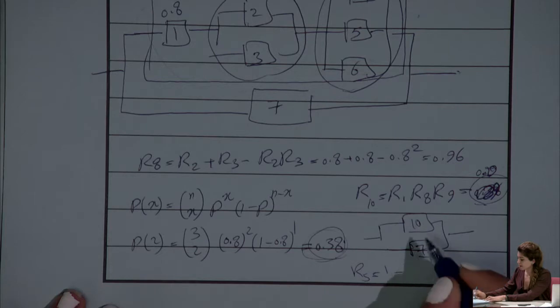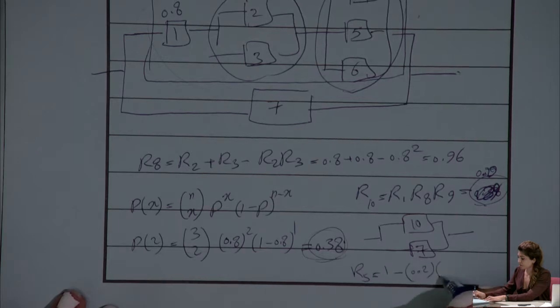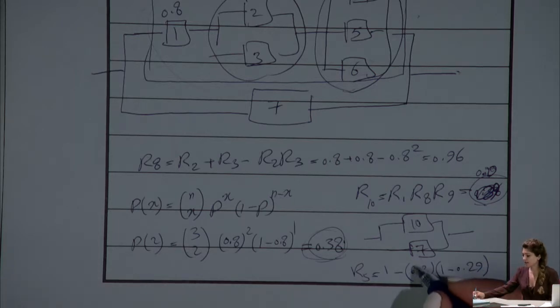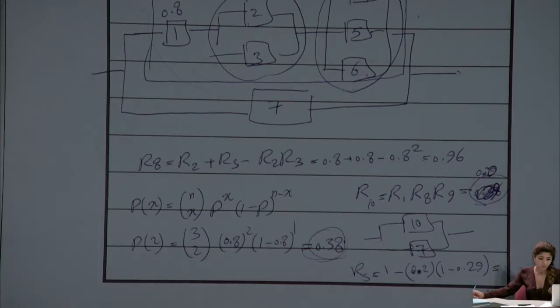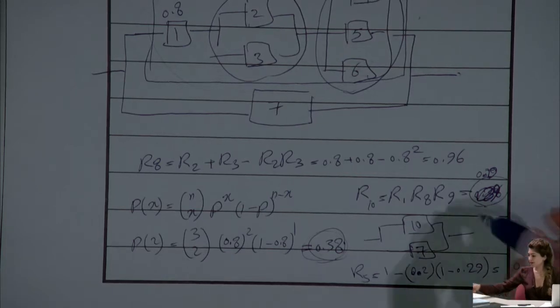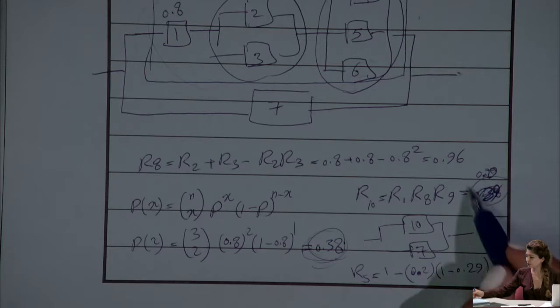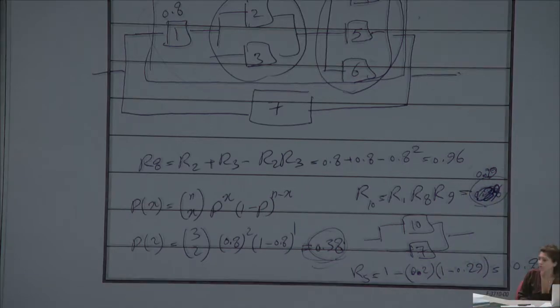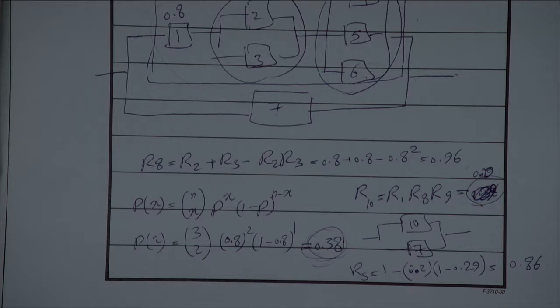So 1 minus the probability that 7 doesn't work. For 7, that probability is going to be 0.2. The probability that 10 doesn't work is going to be 1 minus its reliability. We calculated 0.29. So 1 minus the multiplication of these two numbers gives you the total reliability of the system, which is 0.86. So I assume there is some miscalculation either here or here. You can double check those, but the final number should be right. So you get 0.86 for the probability of the whole system to work. So that's the reliability calculation. What is the probability that the system fails?